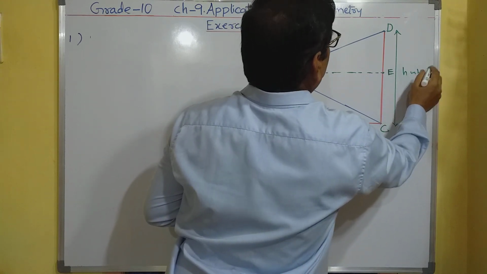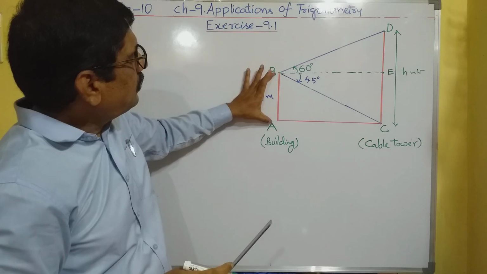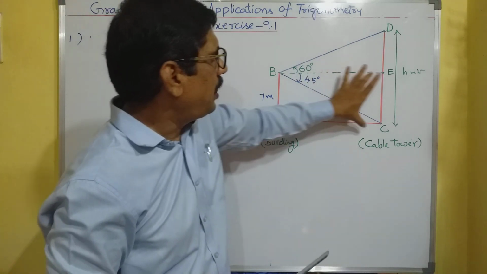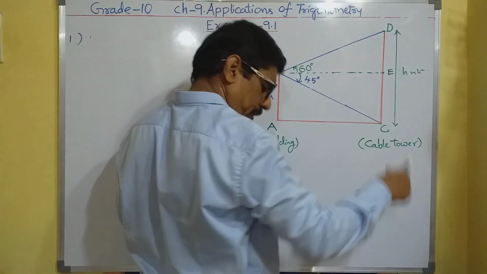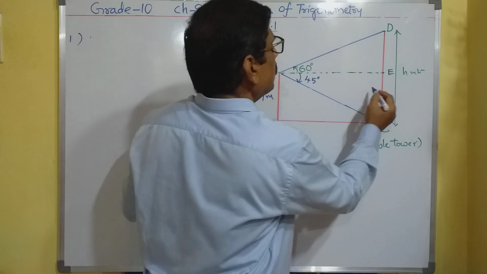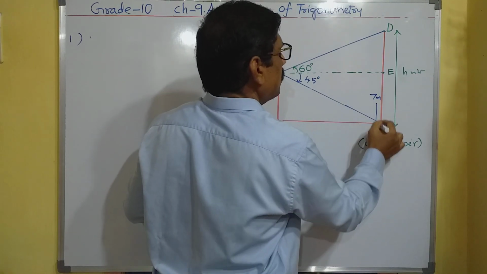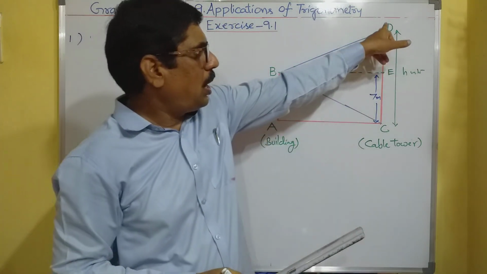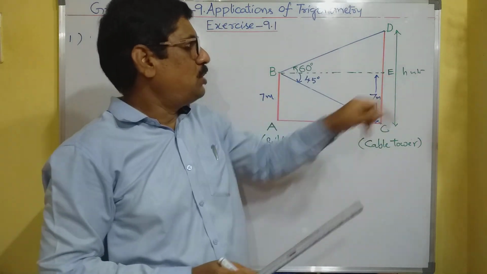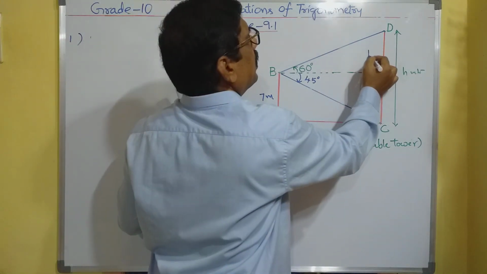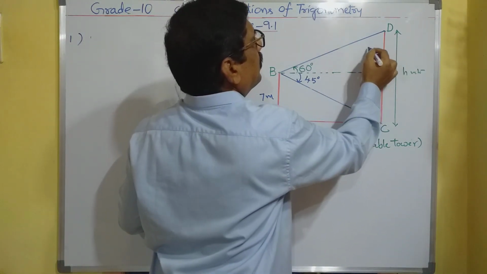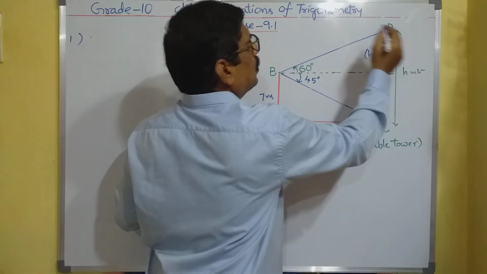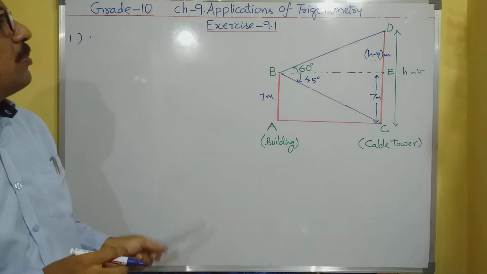Okay, now you look at this. Here AB is 7 meters, so CE also will be 7. Why? Because this is a rectangle. Opposite sides are equal. So we can take this length as 7 meters, which is equal to the height of the building. And the remaining distance, the total height of the cable tower is h meters, so the remaining distance is h minus 7 meters. Okay, so this is the information from the problem.